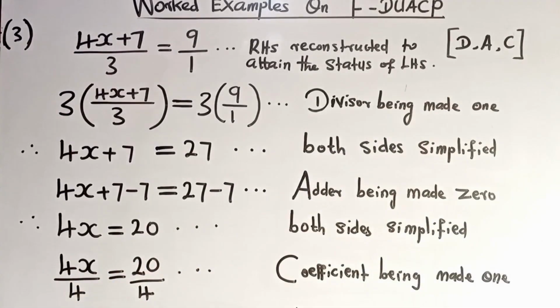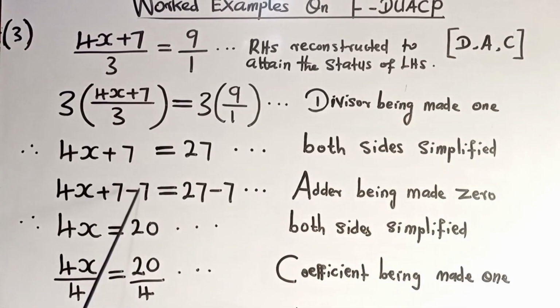Next is to clear the adder and make it become 0. The adder is 7. We must make it become 0. Look at it being made 0 here. I'm adding to it its inverse, which is minus 7. And so we have here 4x plus 7 minus 7. Please, what is new to this line when compared to this line? Minus 7 is new to it. What it means is that this minus 7 is brought in to achieve a goal. What goal is that? The goal of converting this plus 7 to 0. And now we know that plus 7 minus 7 is 0.